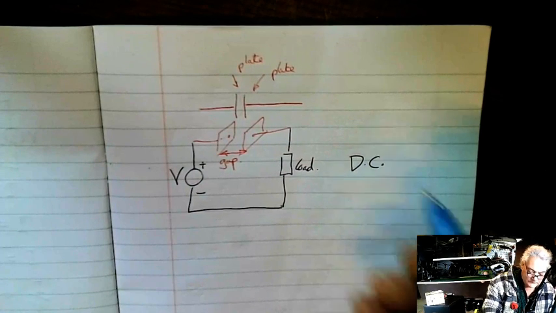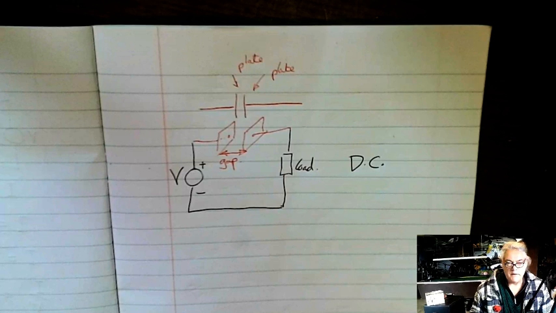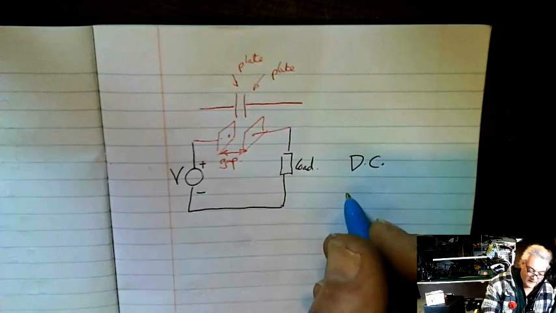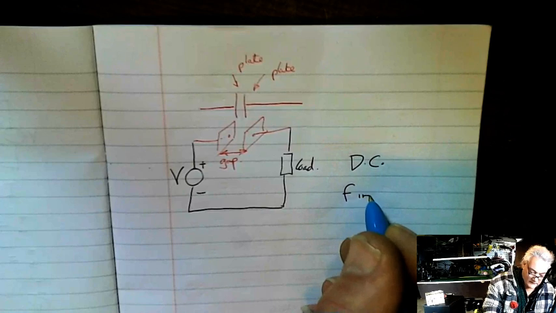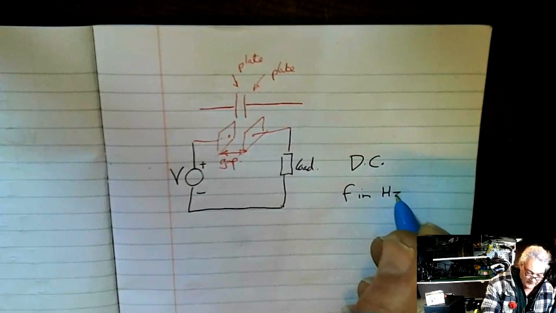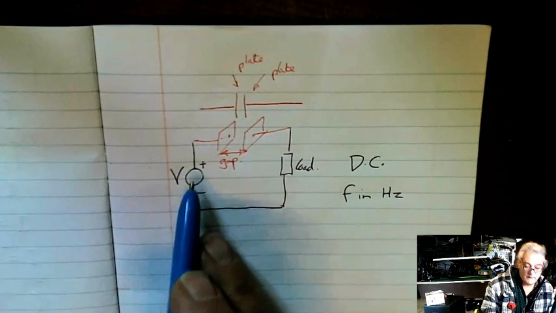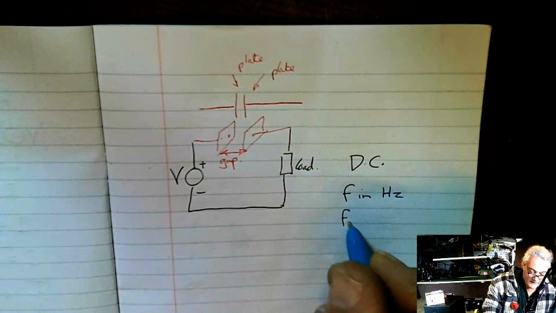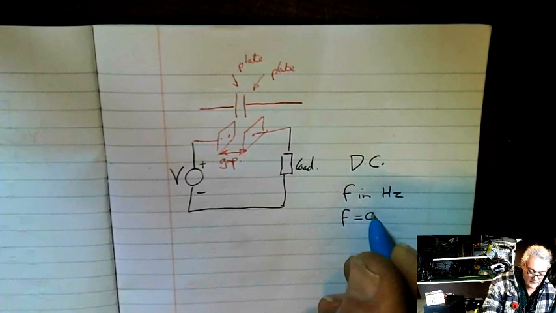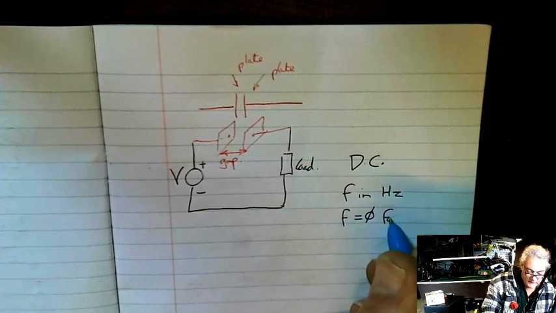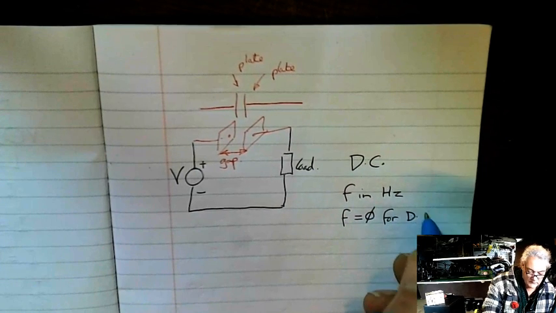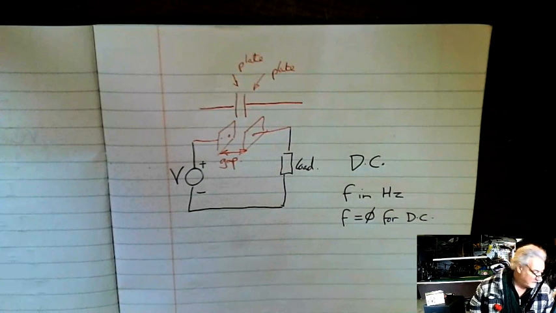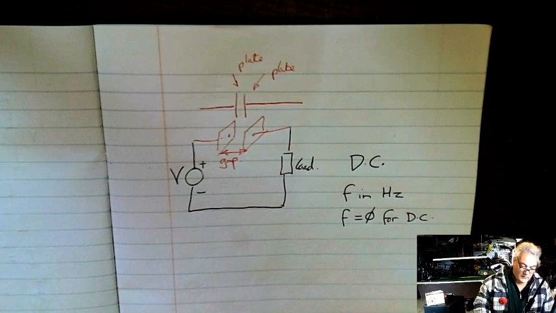Direct current. What's the frequency of DC? Well, frequency is measured in hertz. So this doesn't change with time. This is always positive, this is always negative. So the frequency is equal to 0 for DC. Now at DC, no current will flow in that circuit.